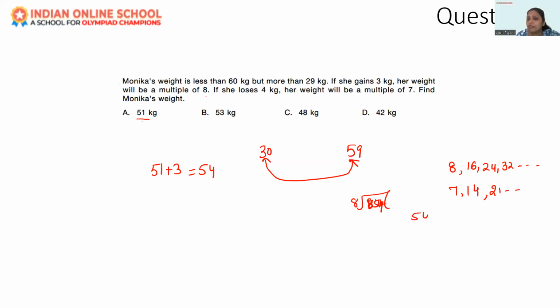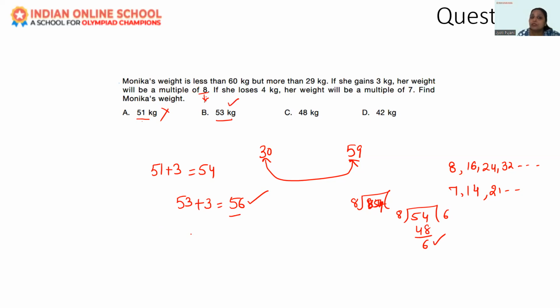So 54, when I divide by 8, 8 7s are 56 is also there, but it means I have to choose 8 6s of 48. So now there is a remainder, so it cannot be our answer. So very easy. Now I go to the second option, 53 kg. If I add 3, I get 56. Correct. 56 comes in the table of 8, so it is a multiple of 8. So our first condition is satisfied here.